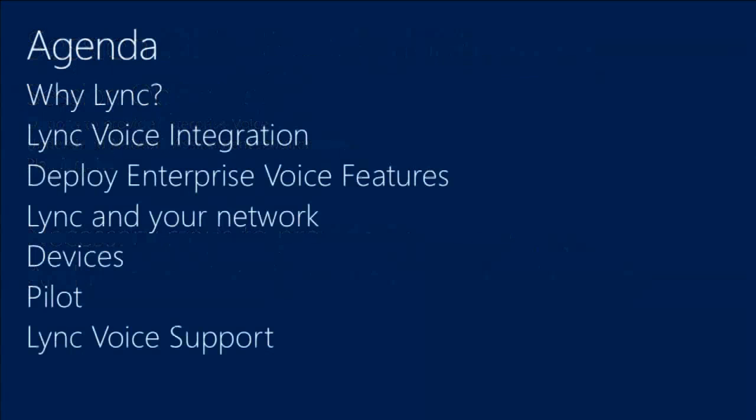you need to do. So agenda-wise, we'll first start with why you want to do Link Enterprise Voice in the first place. Then we will talk about the Link voice integration options. So how can you connect it? Then we will talk about specific enterprise voice features. What do you need to consider for your users so that they will be successful in using Link, so that they will like using Link? We will talk about Link and the network. Then we have a quick slide about devices. We'll talk about the pilot, and very important as well, Link support for voice. So once you have deployed everything, you might want to think ahead about how you're going to support it.